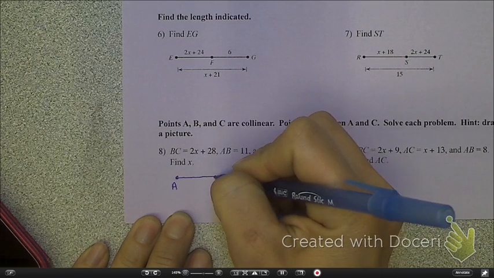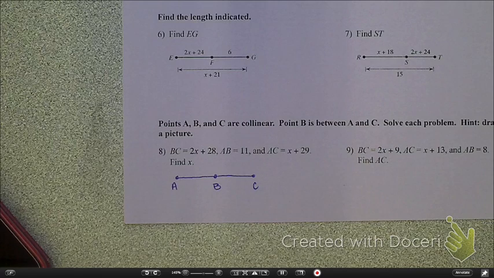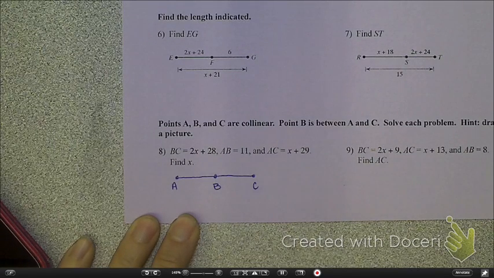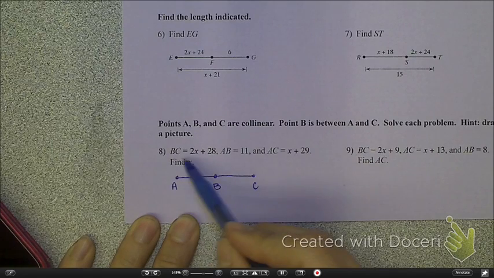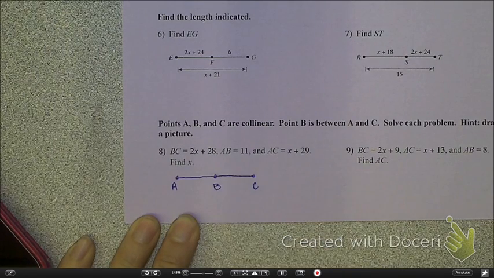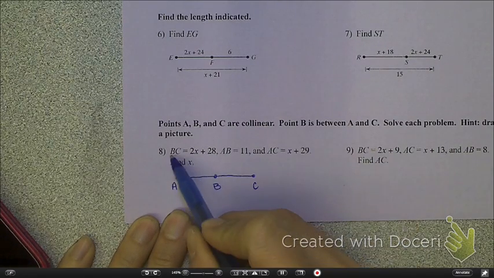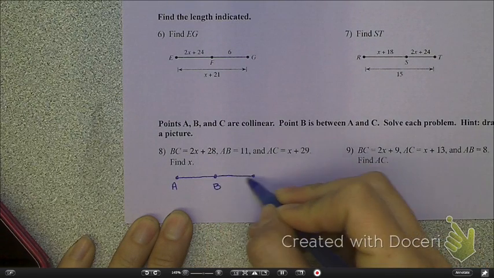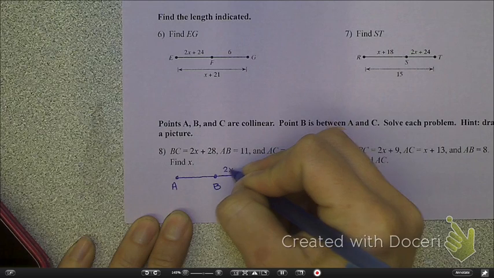Okay, now it doesn't really matter where you draw point B. We're just doing a rough sketch. Okay, now I'm going to look at the information in the instructions and put it into the drawing. So it says the length of BC is 2x plus 28. So BC is right here, so I'm going to label that 2x plus 28.